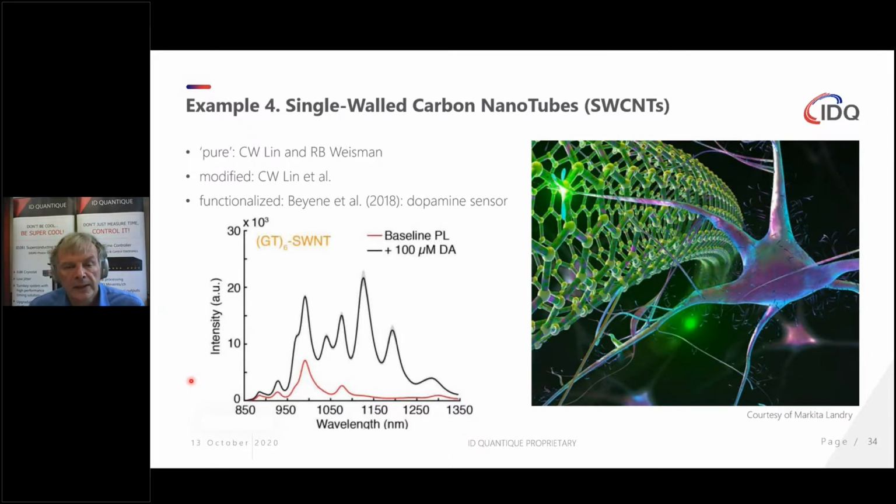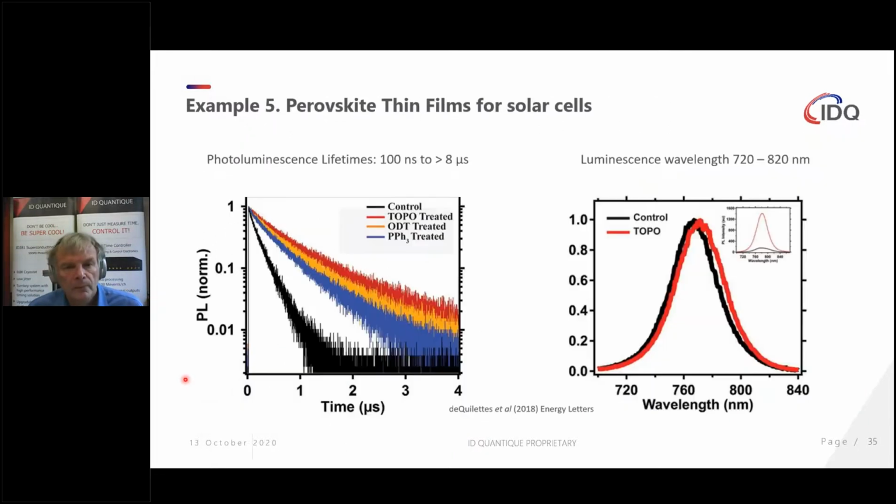The last example that I want to share with you is how fluorescence can be used also in more of a commercial setting. In this case, people use it for checking the integrity of perovskite thin films that are used for solar cells. Again, you can see that the fluorescence lifetime is very much dependent on the sample and on the homogeneity in your sample. You can see the black curve goes down quickly compared to the colored curves, the blue, the orange, and the red ones.